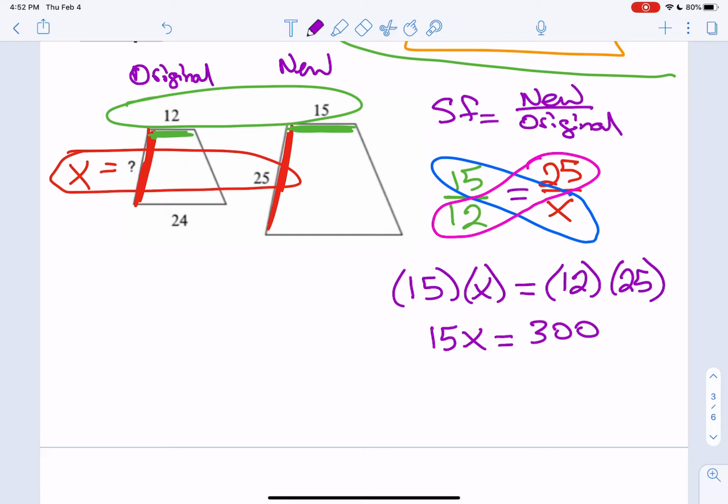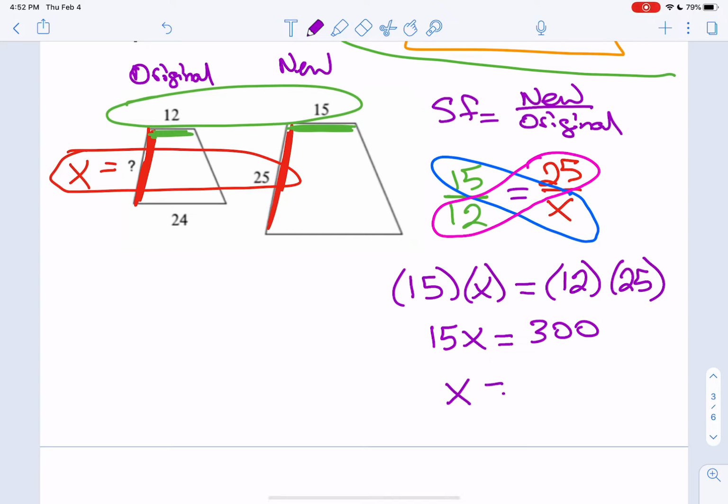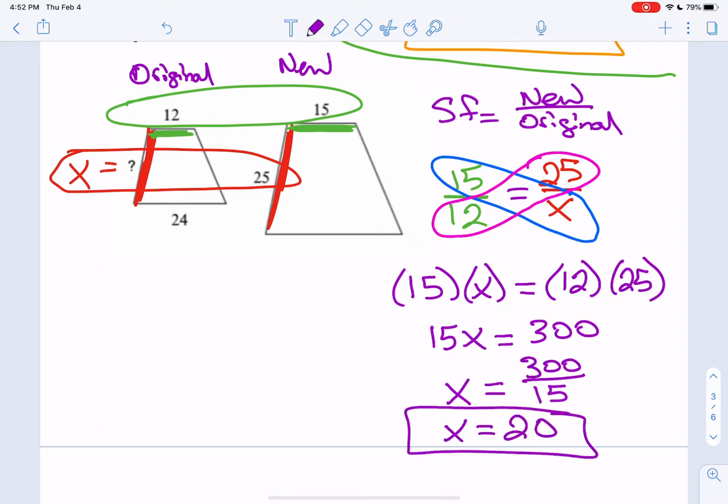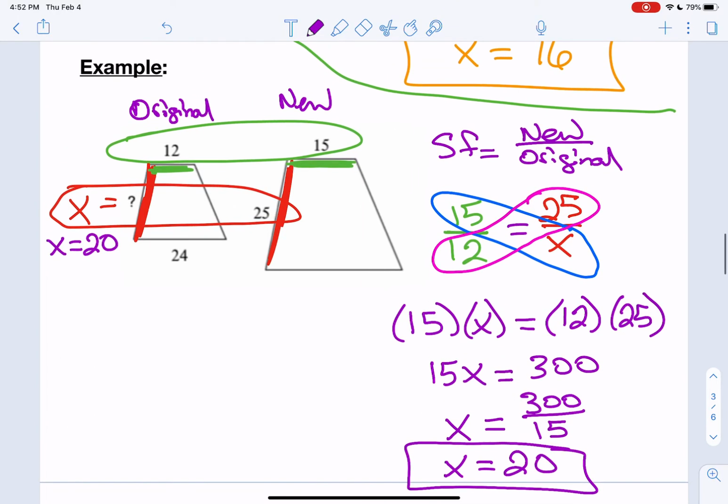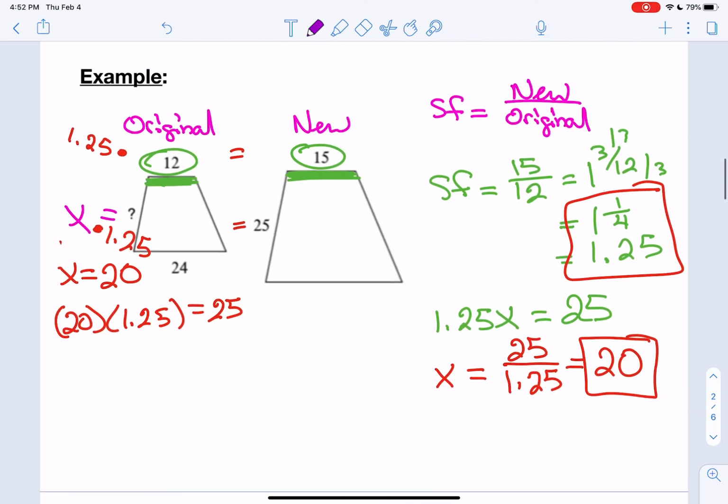So this means some number times 15 equals 300. We don't know what that number is, so we can work backwards and divide 300 by 15. 300 divided by 15 is 20. And that's going to be our missing side. X equals 20. And if you look at when we did it previously, we got 20. X equals 20. Okay?